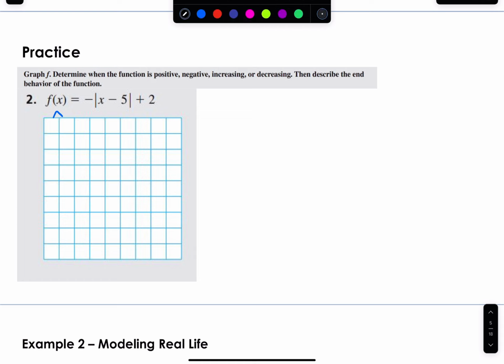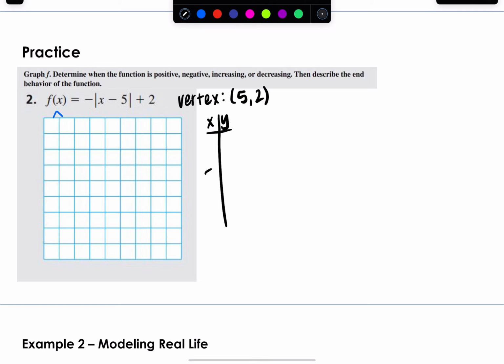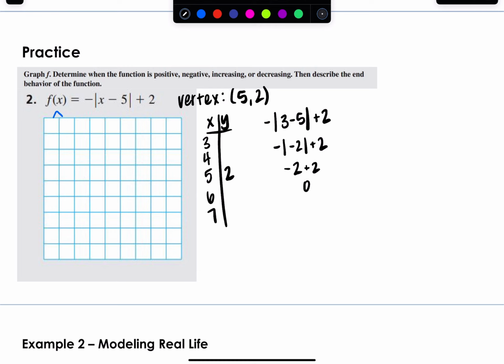Second practice problem. My vertex is at the point 5, 2. So my middle point in my table is 5, 2, and I'm filling in around the 5. And now I'm going to plug those in. So first I have negative absolute value 3 minus 5 plus 2. That's negative absolute value negative 2 plus 2. So absolute value makes that positive 2, but it has that negative in front of it. So it comes out to be 0.